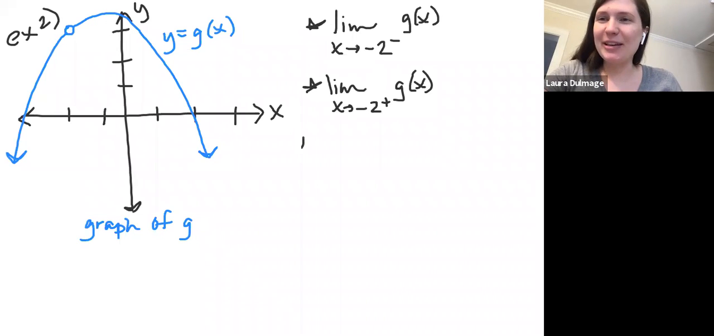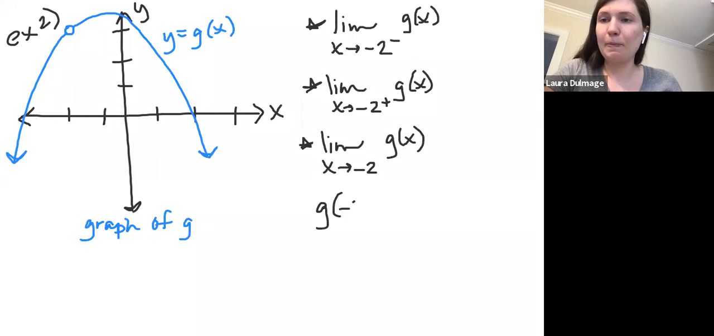We'll do the limit as x approaches -2 overall. And we'll find, oops, not f, we'll find g of -2. Okay, so I want you guys to find those four.